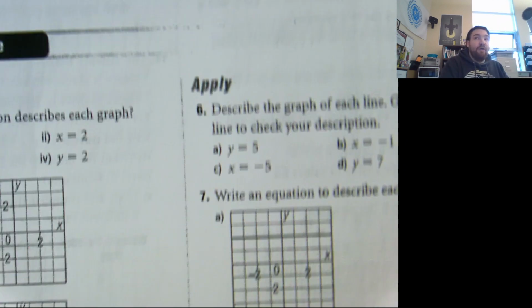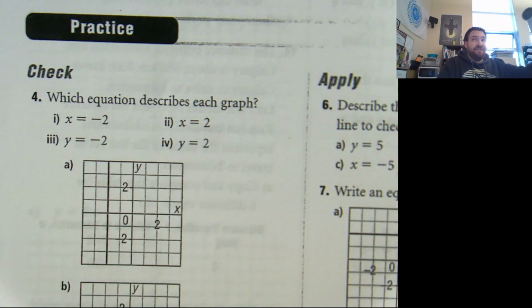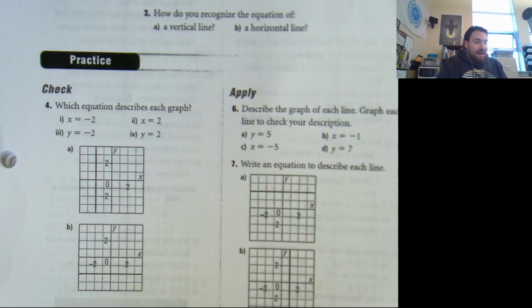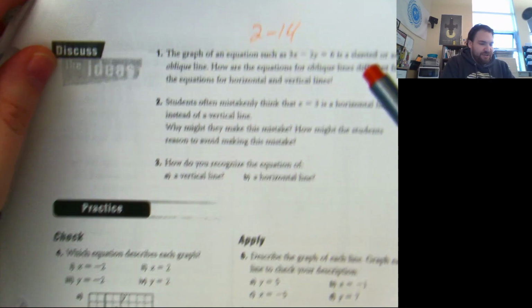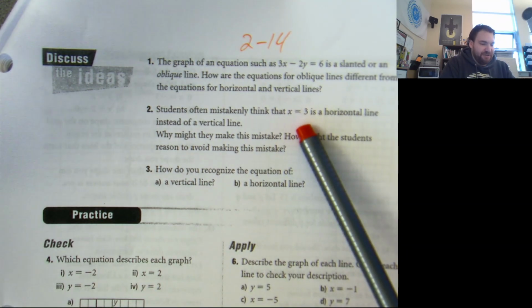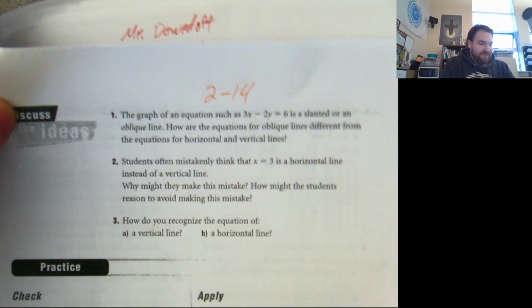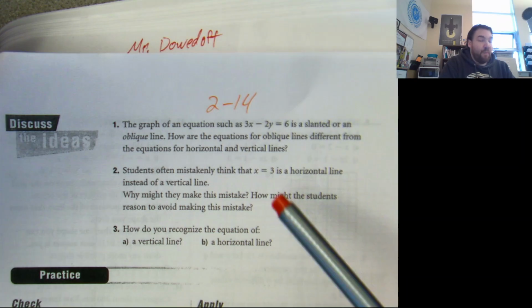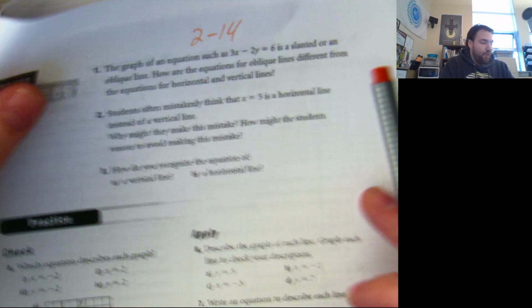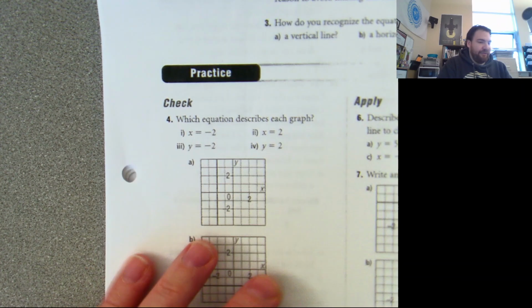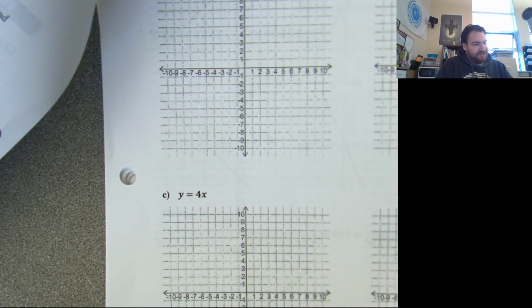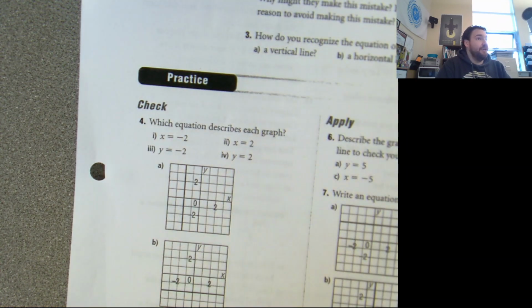That said, the work I assigned you yesterday was not abundantly difficult. Would anyone like me to go over any part of what I assigned yesterday? I wanted you to do 2 to 14. So starting up here, students often mistake x equals 3 for a horizontal line instead of a vertical line. Why might they make this mistake? Or any of the other big chunk of questions I assigned. Is there anything anyone would like me to do?